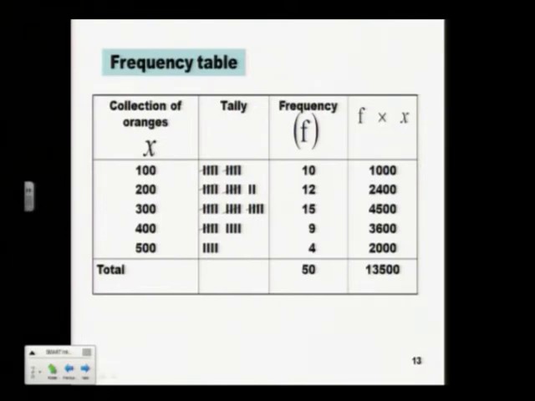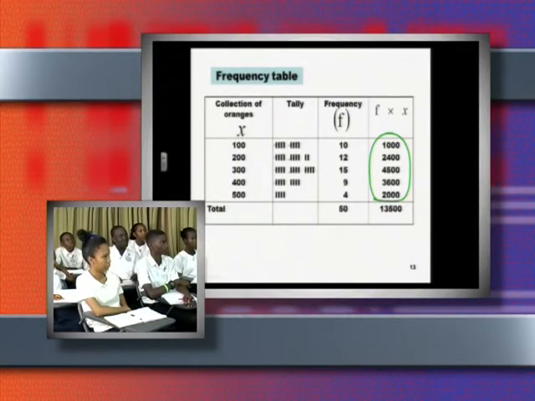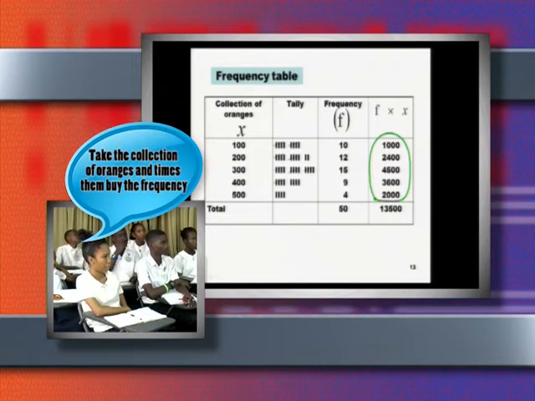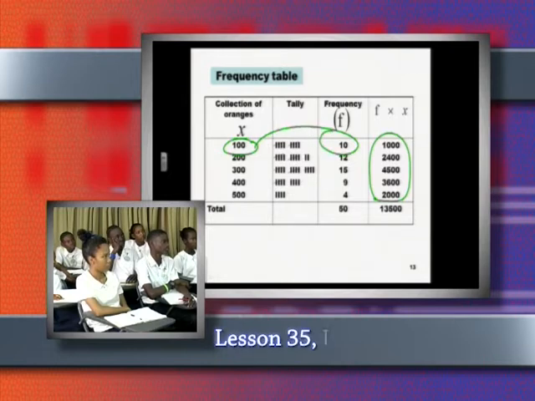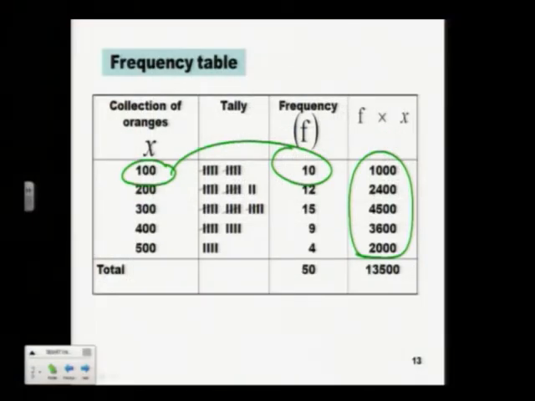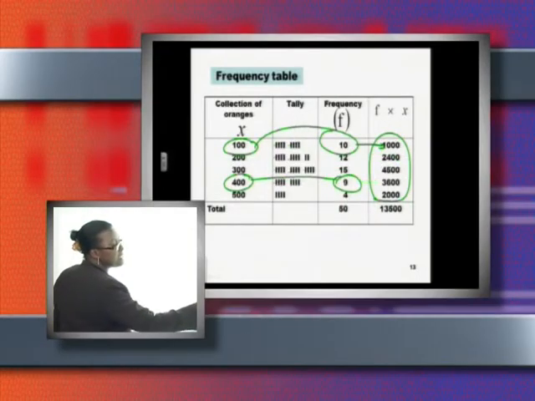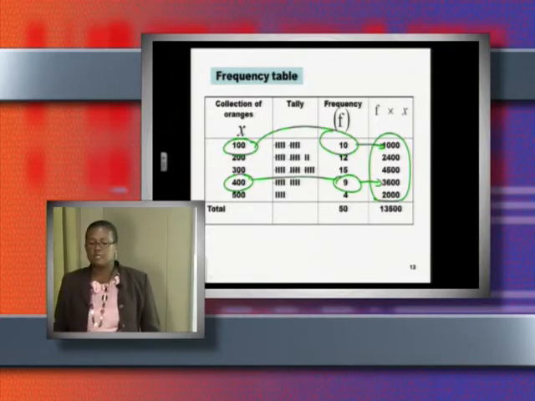Now what I want you to tell me is how were these figures calculated? I take the collection of oranges and times them by the frequency. So we took the collection of oranges, for example 100, and we multiplied by the frequency. These are the number of oranges collected per day, and these are the number of farmers collecting this amount per day. So we have 10 by 100 gives us 1,000. Or we have 400 per day, and that was done by 9 farmers, and 4 nines are 36, so 400 by 9 would give us 3,600.